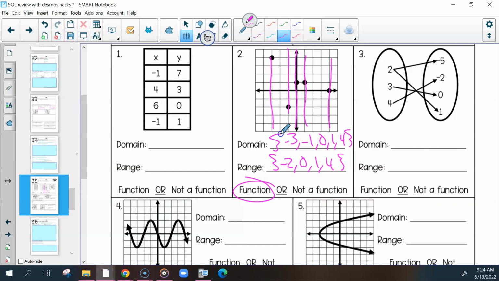For number 3, if we're listing our domain, we're listing these least to greatest. So 2, 3, 4. For range, least to greatest: -5, -2, 0, 1. What's nice about these is that they're usually already least to greatest. And as we pointed out earlier, they would not be a function because the 2 goes to 2 different y values.